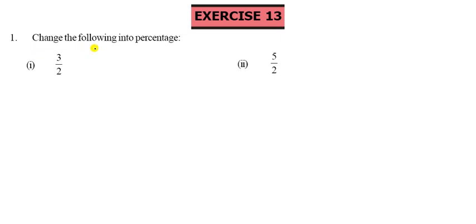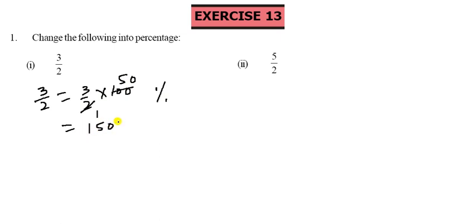First question, change the following into percentage. So how can we change into percentage? Let us see. It is 3 by 2. So it will be 3 by 2 into 100 and write the percent sign. Let us divide: 2 1s are 2, 2 5s are 10, and 1 0. And so 3 5s are 15, it is 150%. So that one is your answer.